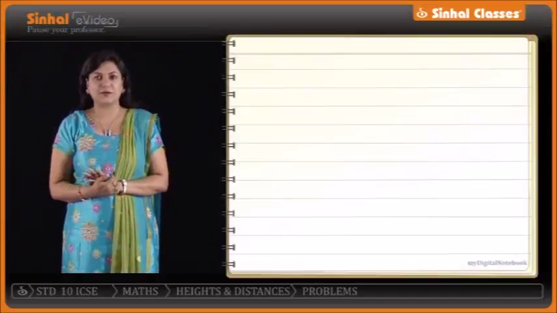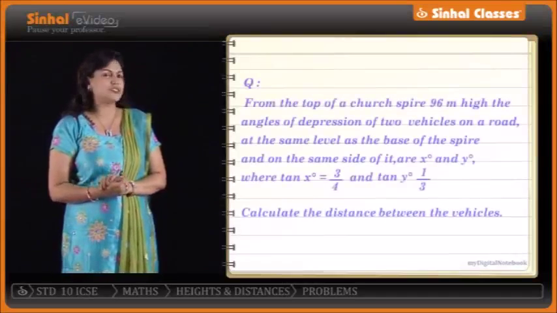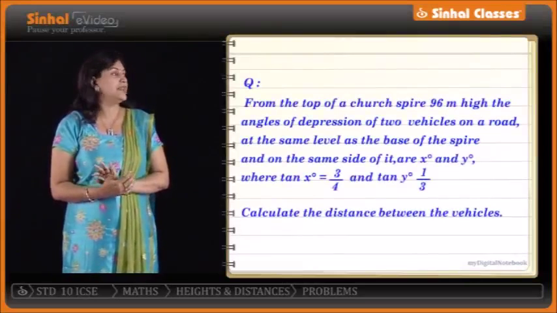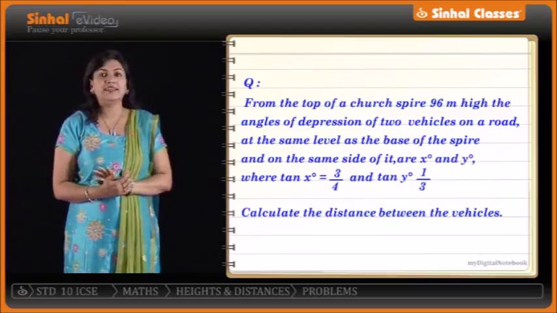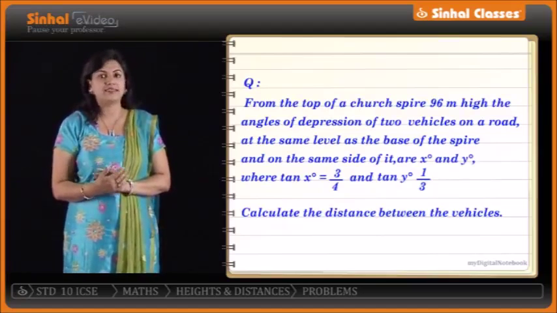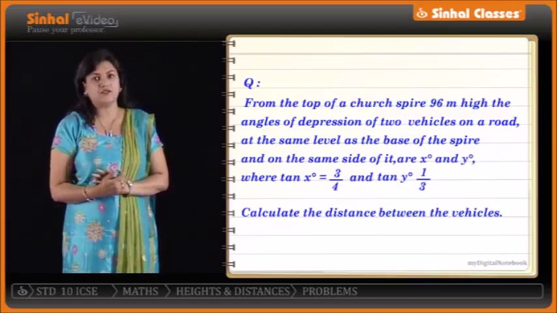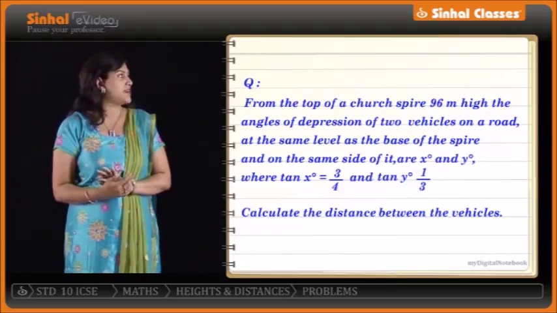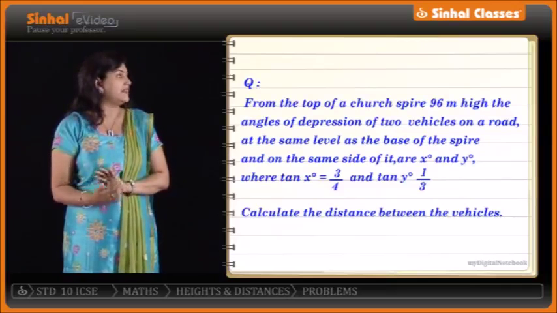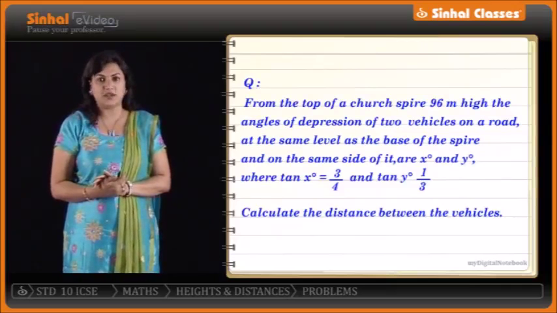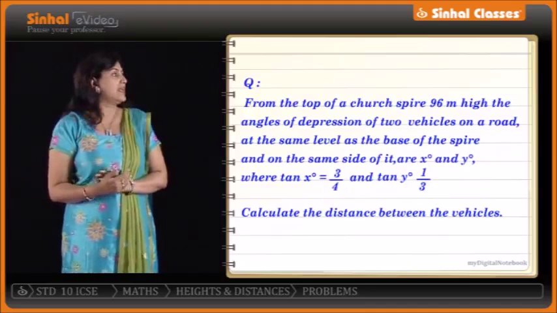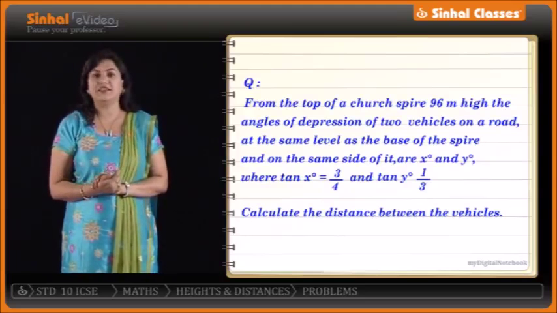Now let's look at our next problem. Here we have a church spire. Now in this, from the top of a church spire, 96 meter high, the angle of depression of two vehicles on a road at the same level as the base of the spire and on the same side of it are x degrees and y degrees, and given that tan x degrees is 3/4 and tan y degrees is 1/3. Calculate the distance between the vehicles.